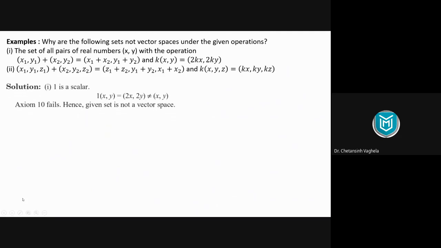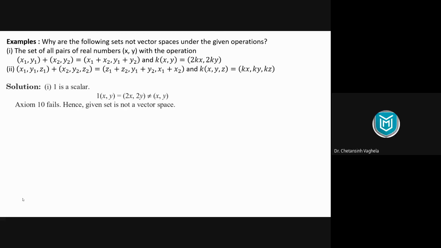As you can see, 1 times (x, y) is equal to (2x, 2y), which is not equal to (x, y). So condition 10 fails here. That's why it is not a vector space. So the way we have done it logically for this example, now similarly for the second one, can you provide any conclusion logically? Now which operation is weird here? Addition or scalar multiplication? Sir, addition.